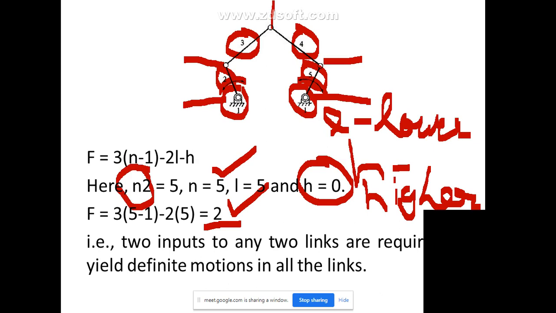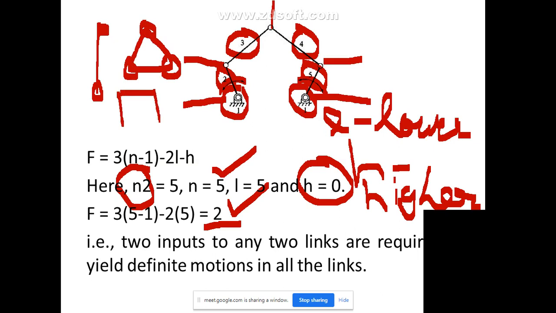So I discussed what a binary link is. A binary link means it has only 2 points. This is a binary link. This is a ternary link, having this type of shape. The quaternary link will be like this, having 4 points. So this is one link, entire. This is one link, one link having only 2 points. These are all binary links.